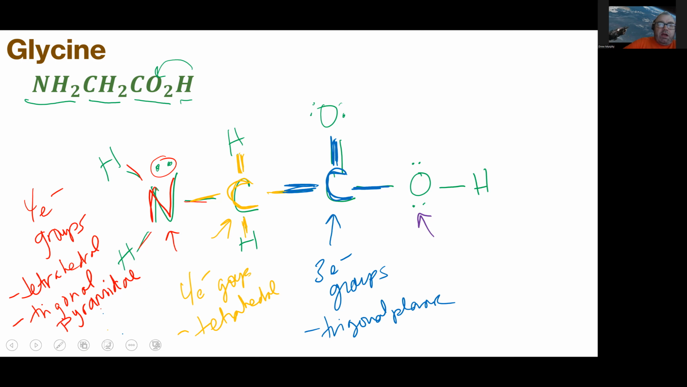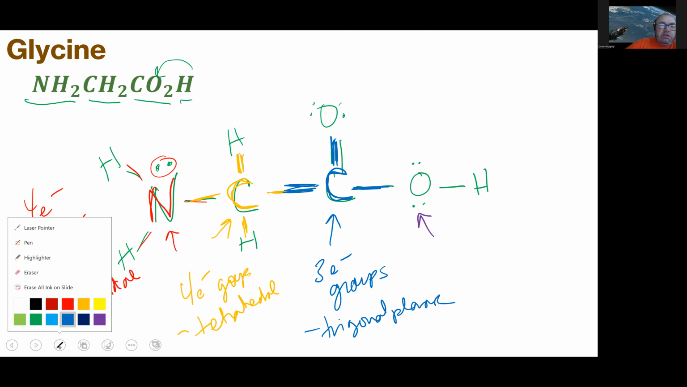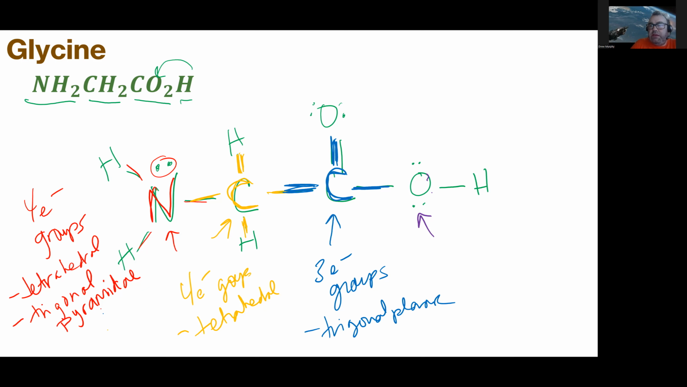Lastly, we have the oxygen on the end. This guy here. Notice right away there's 2 lone pairs. 1, 2. It's bonded to the hydrogen on one side and the carbon on the other side. So this is 4 electron groups and 2 lone pairs. So 4 electron groups makes it tetrahedral. And 2 lone pairs means this guy is bent.